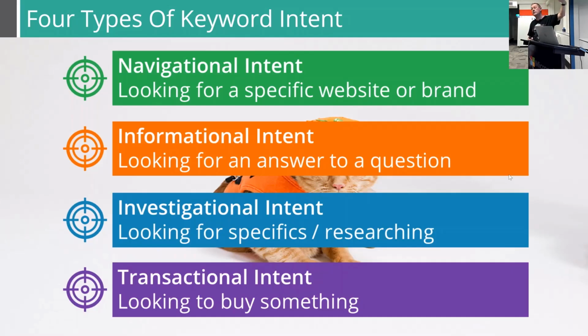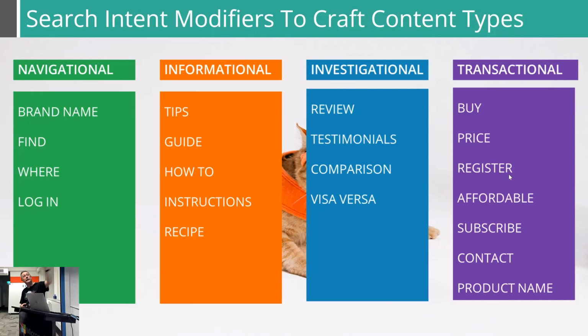Informational intent is the top of the funnel. Investigational intent is the middle of the funnel, and transactional intent is the bottom of the funnel, when they're getting ready to buy. This is probably a better layout of the different ones. Navigational intent is good, but we're not really interested in that when we're promoting content. Informational, investigational, and transactional is where we want to be.